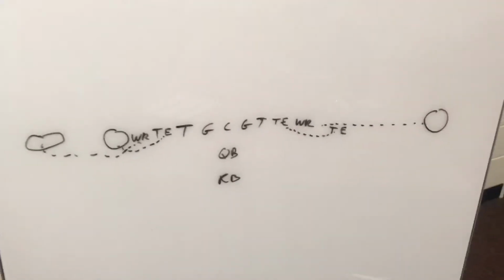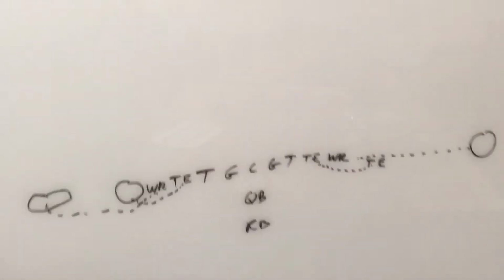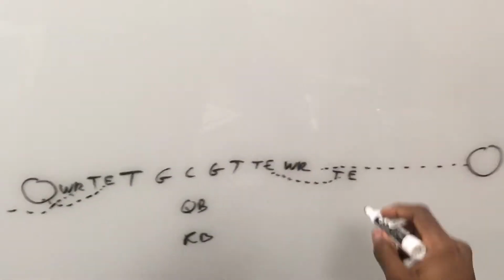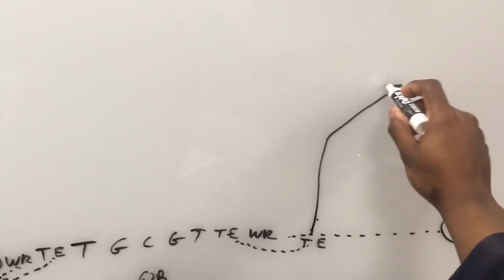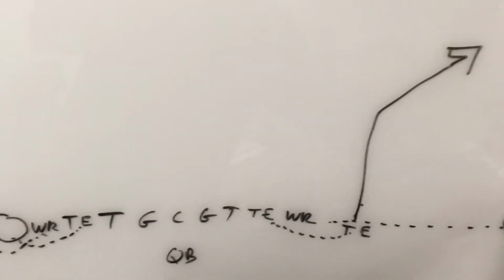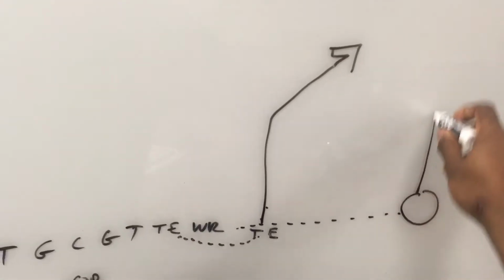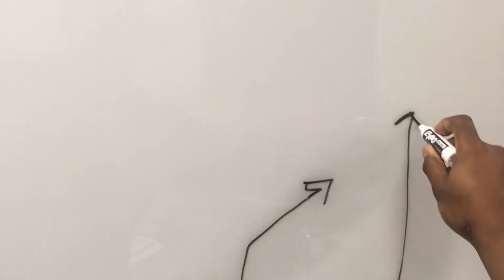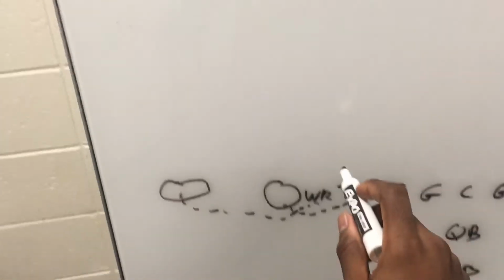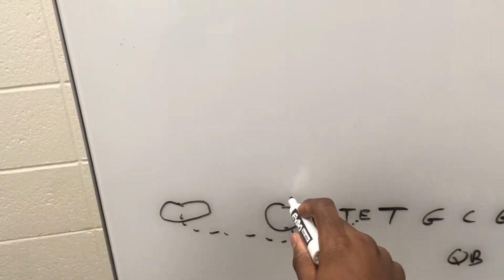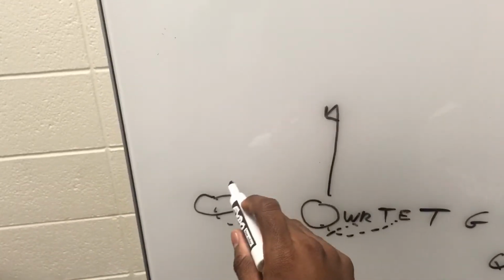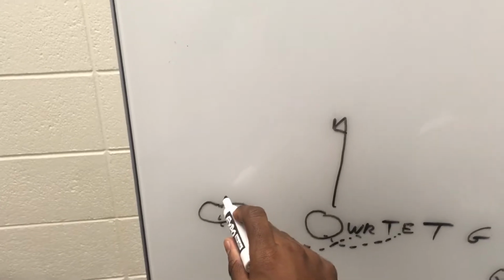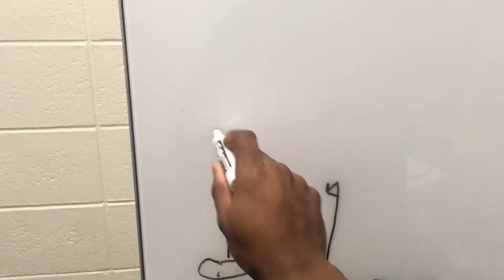Now, let's just say I do a random play. Tight end runs a corner. Wide receiver runs a go. The other tight end runs a quick hook. And the other wide receiver just runs a quick corner.